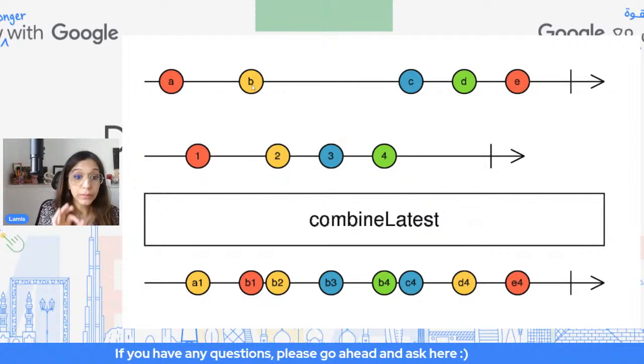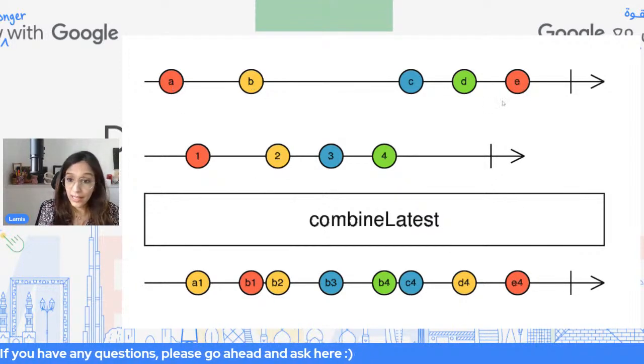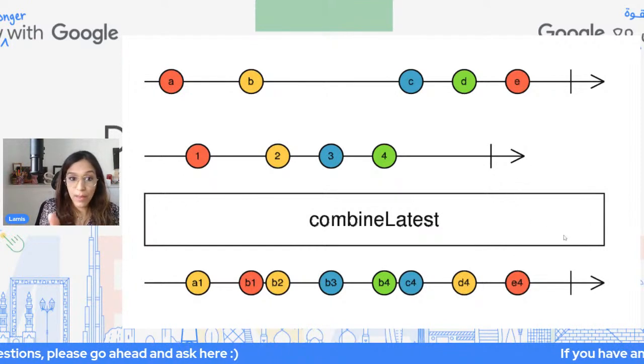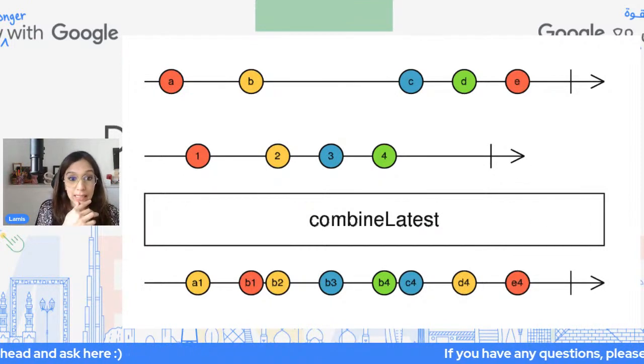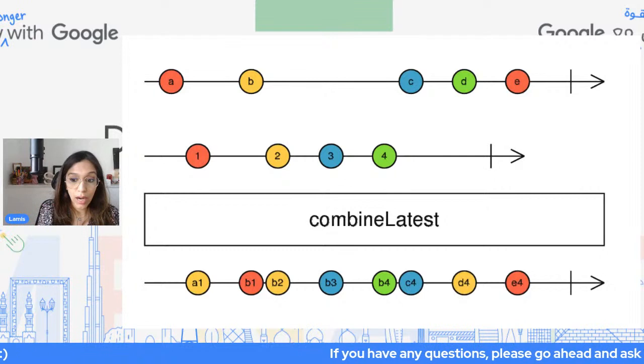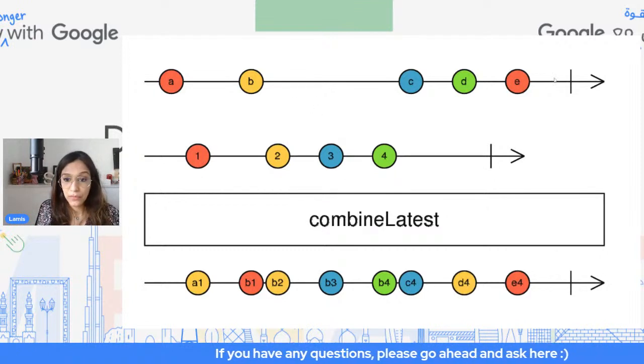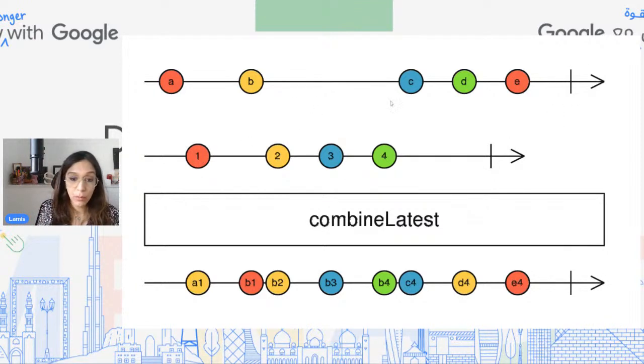Now at this point, this is the marble diagram, and for those who are not familiar with it, this is the time, this is the completion, and those are the values emitted by the observable.